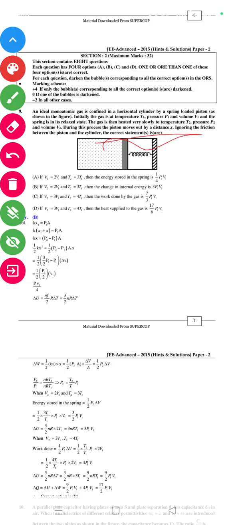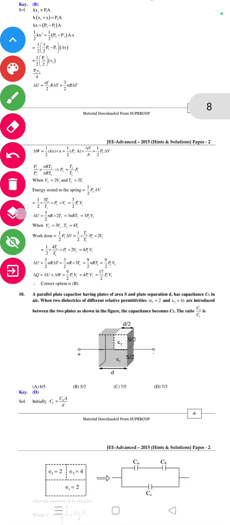तो kx1 is equal to P1 है और k(x1 plus x) is equal to P2 है. kx is equal to P2 minus P1 है, तो half kx square is equal to half (P2 minus P1) A into x, यानी 1 by 2 (3 by 2 P1 minus P1) into delta V. 1 by 2 P1 by 2 into V1, तो P1 V1 by 4. तो delta U is equal to nf by 2 R delta T, यानी 3 by 2 nR delta T. तो delta W is equal to half kx into x, यानी half P2 A into delta V by A equal to half P2 into delta V, यानी P2 by P1 equal to nRT2 by nRT1, यानी P2 equal to T2 by T1 into P1.